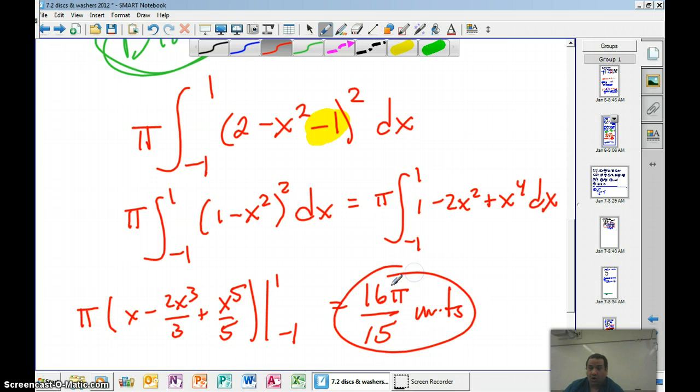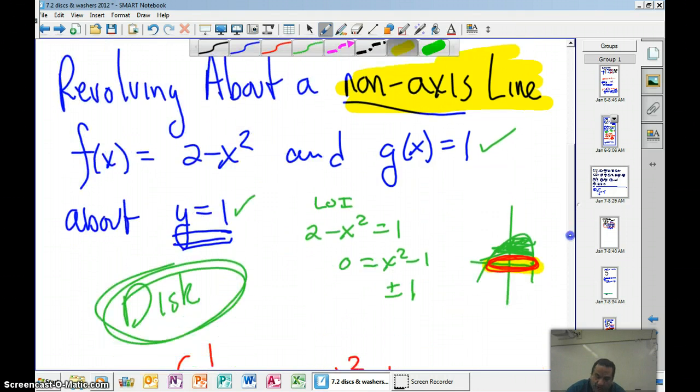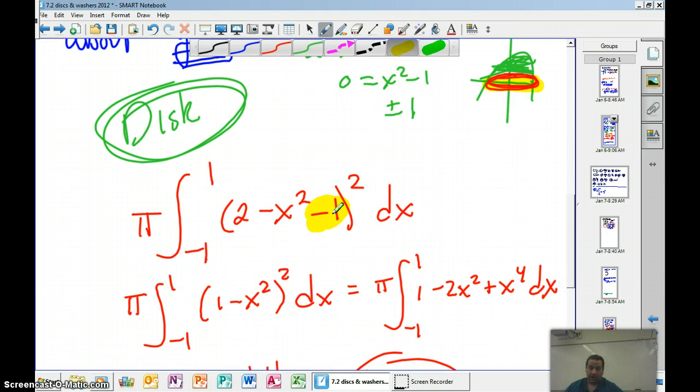So once again, the only difference here is when you have another line, a non-axis line, we have to account for that. So we take away the 1. If it was up 2, we take away 2. That's it. All right? Because we want the distance.